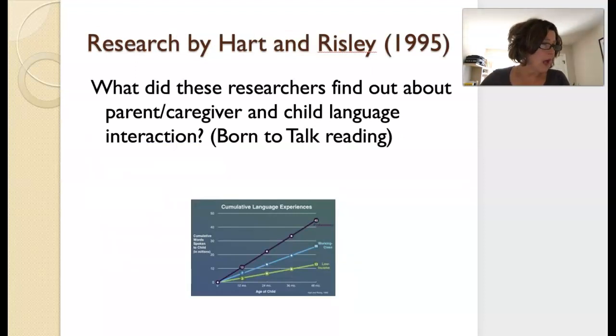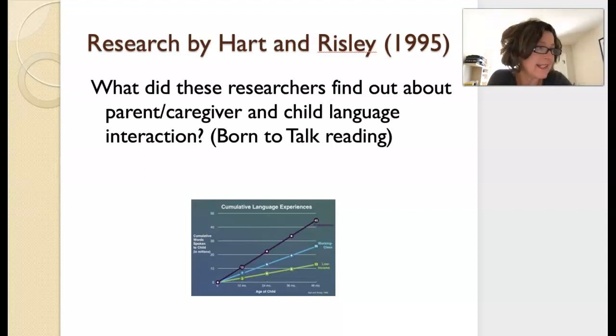Okay. There's obviously always some research behind these concepts. So basically, research by Hart and Risley in 1995 found that the amount of parental talk that was directed to their children relates to the variation in the child's cognitive and language abilities. And this is kind of an interesting phenomenon. The amount of talk directed to a child from birth to age 3 predicts their academic success at age 9 to 10.